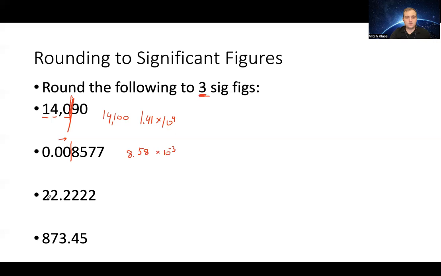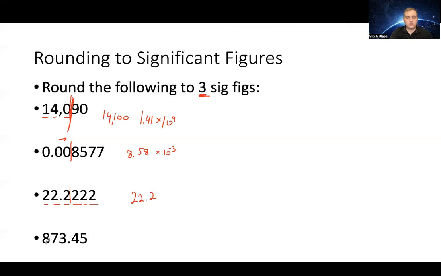So look at 2.2222. Very repetitive on this one. Now, all these numbers are significant because they're non-zero digits. So let's round to the first 3, like we should. And therefore, we're going to get 2.22.